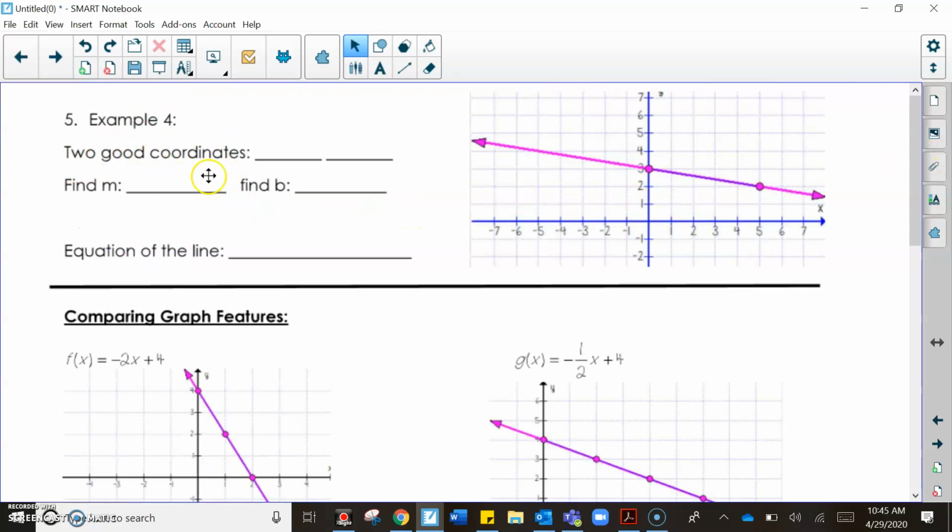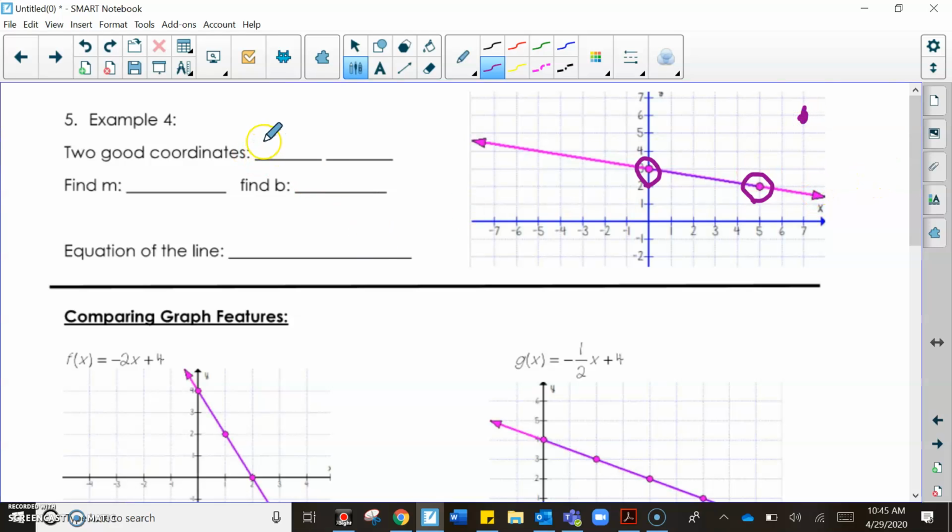We're going to find 2 good coordinates. And notice that my good coordinates are already highlighted here. Good coordinates means they pass through these crosshairs here. They perfectly line up. Okay. So I have an ordered pair of 0, 3 and an ordered pair of 5, 2.